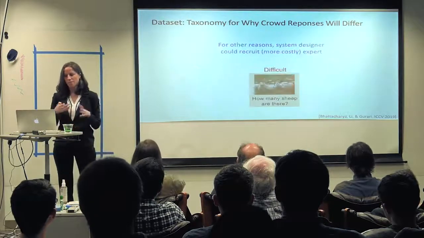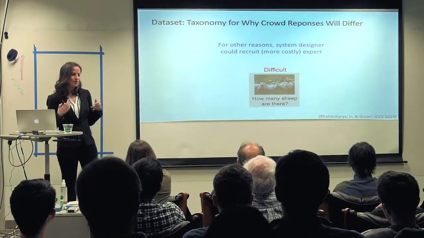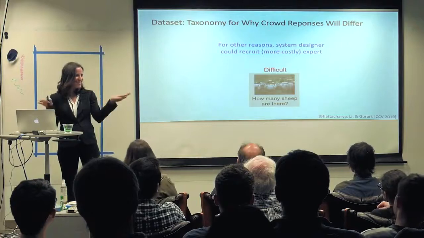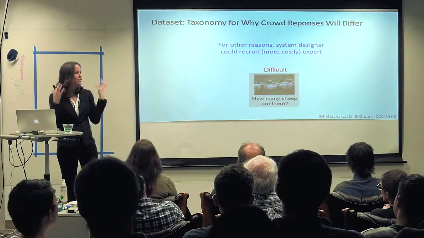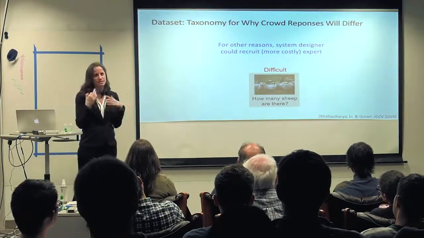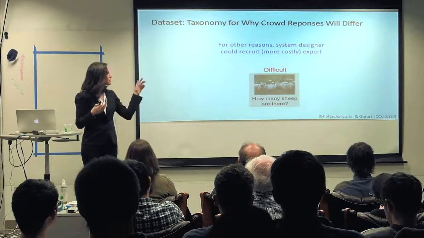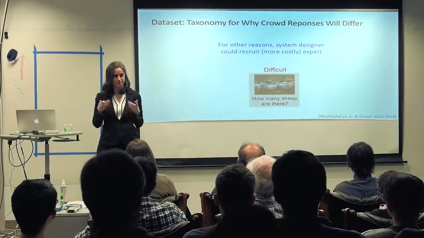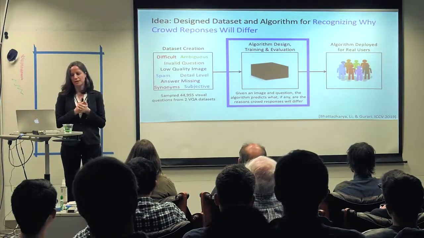Okay. For system designers, there's a number of things they can do. I didn't put one of them up, but for Bo, we talked about output agreement. How do you aggregate different responses? There's a pool of algorithms about that. You could certainly help system designers figure out which method to use to aggregate different responses. You could also figure out when to recruit more costly experts to come and do the task. Okay. So that was a taxonomy we came up with.